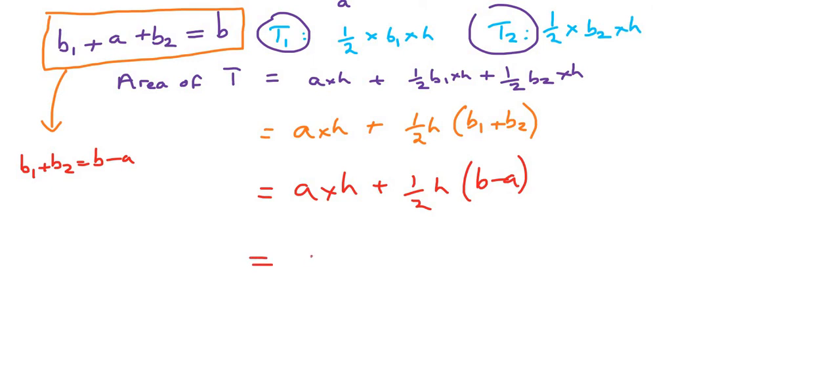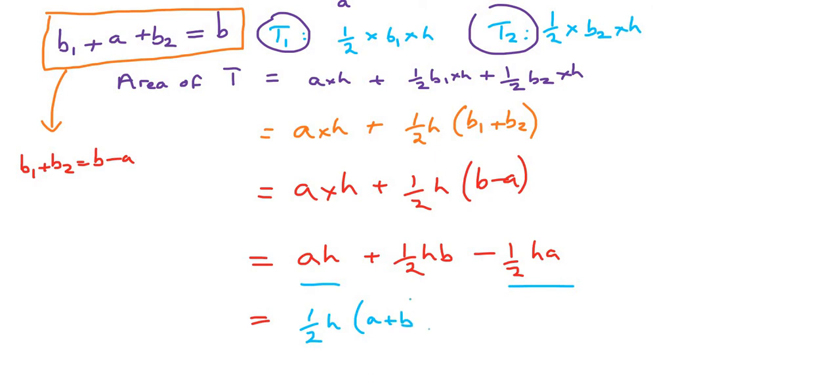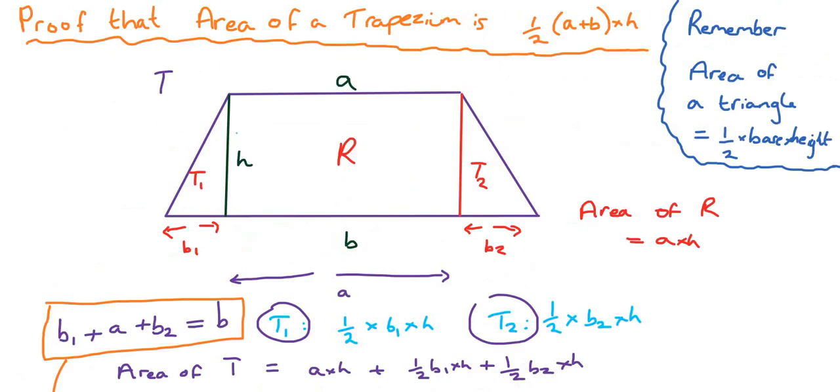So let's expand this out. So we've got AH plus a half HB minus a half HA. And simplifying these two terms, we get A times H minus a half A times H, so we get a half H (A plus B). And that is exactly what we were trying to prove. So there we go, we've proved the area of a trapezium, and we've shown that it's equal to a half H times (A plus B), where A and B are the base and top of our trapezium.